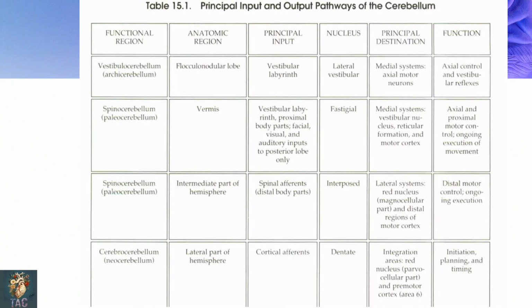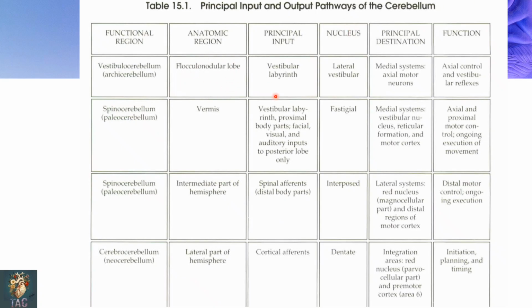So this is another very important slide, and this is the summary of today's lecture, the principal input and output of the cerebellum. Here you can memorize all of the lecture. First, the vestibulocerebellum, the spinocerebellum, which is the paleocerebellum in the vermis and the intermediate part, and the cerebrocerebellum, also called the neocerebellum. The vestibulocerebellum is the oldest, also called the archicerebellum. Its anatomic region is the flocculonodular lobe.